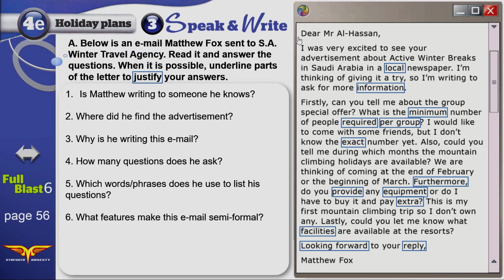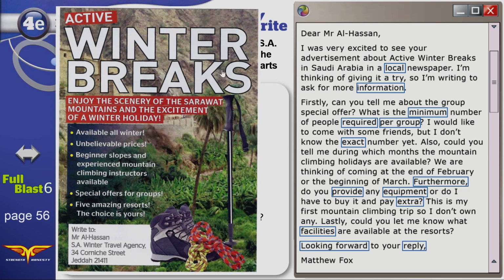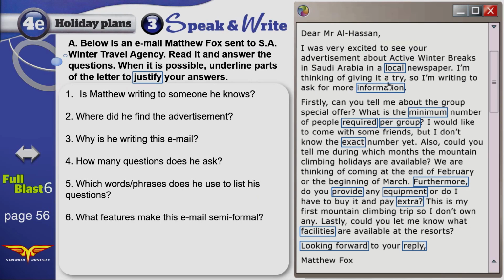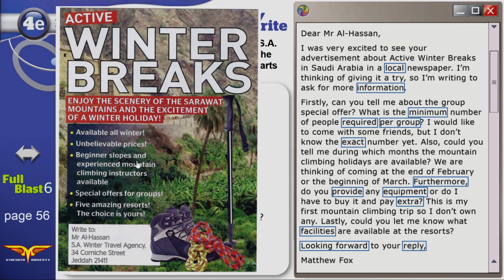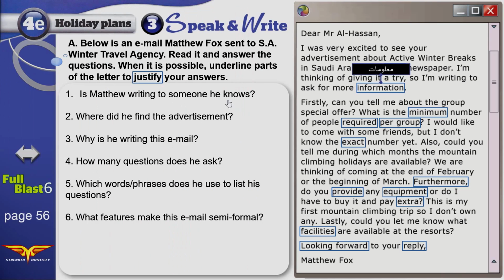Let's read. Dear Mr. Al-Hassan, I was very excited to see your advertisement about active winter breaks in Saudi Arabia in a local newspaper. He saw this in a local newspaper. Local, like it's sold in Saudi Arabia, not outside, in the same country that you're in. I'm thinking of giving it a try. I want to try it, so I'm writing to ask you for more information. I want to know more facts. Okay, you listed some facts here. I want to know more. This is why I'm writing.